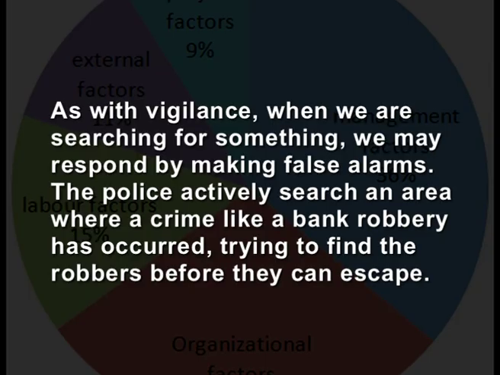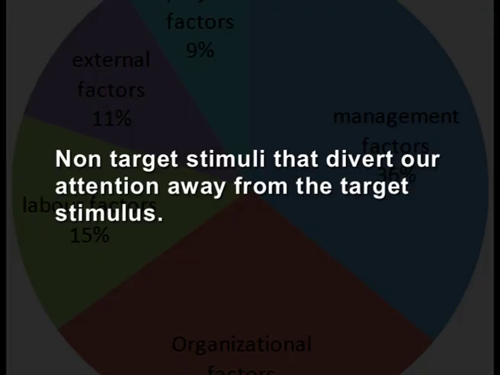As with vigilance, when we are searching for something, we may respond by making false alarms. The police actively search an area where a crime like a bank robbery has occurred, trying to find the robbers before they can escape. Search is made more difficult by distractors, non-target stimuli that divert our attention away from the target stimulus.